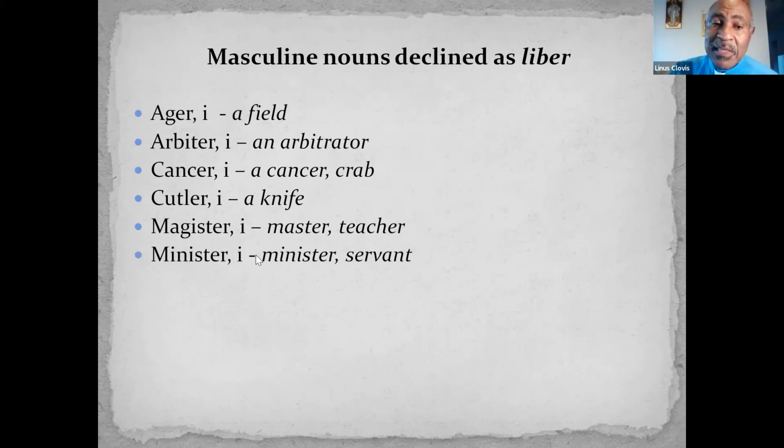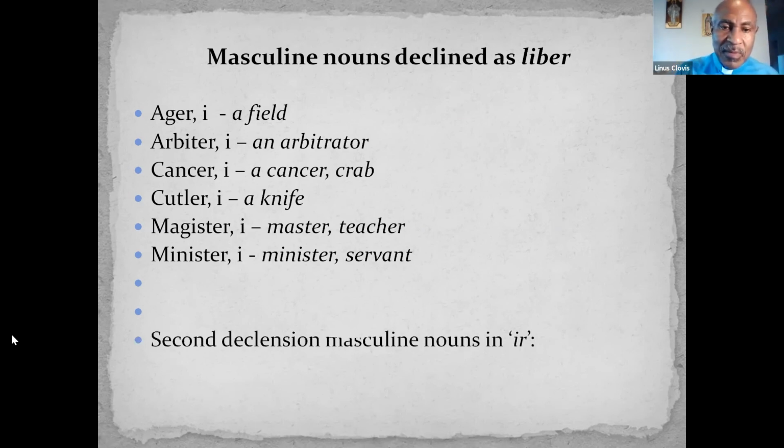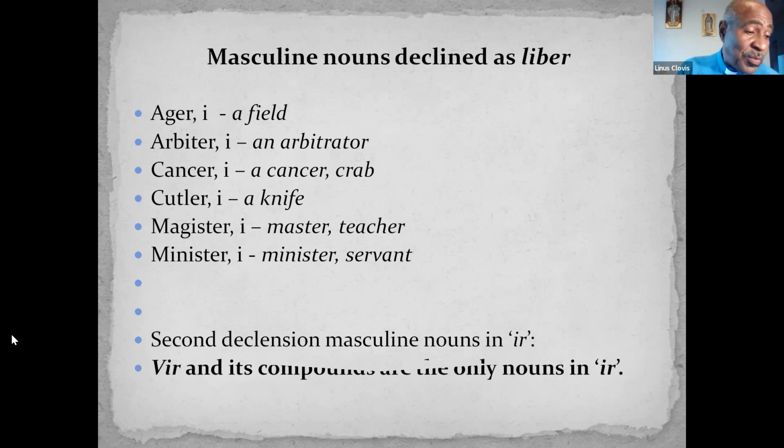Minister, a minister or servant. So ministers are essentially servants. They're the ones who minister to us whilst they govern us, both of us. And I think that was all. So the second declension now, masculine nouns in IR, we already looked at vir, and its compounds are the only ones.